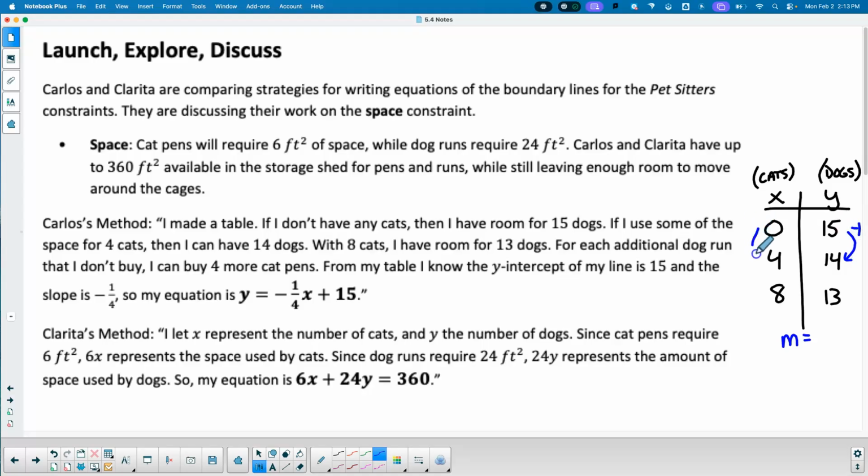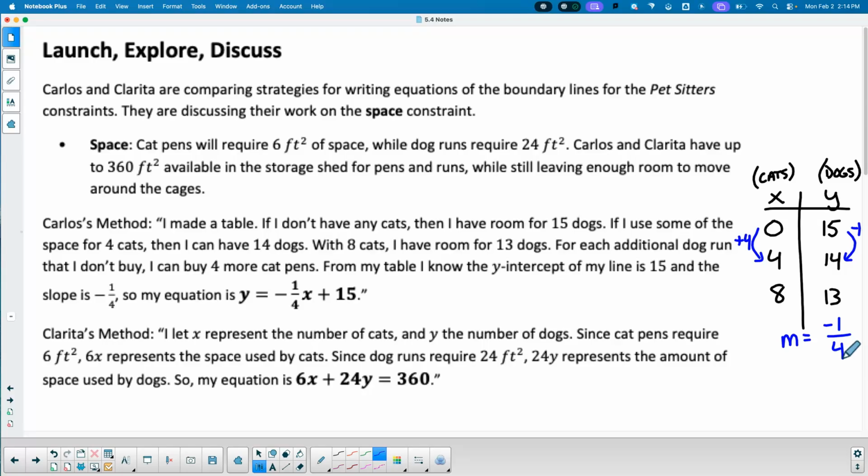What would the change in x be then? Positive 4, yep. So my slope would be my change in my y over change in my x. Okay? So he got a slope of his line as negative 1/4. Okay? Makes sense? It works.